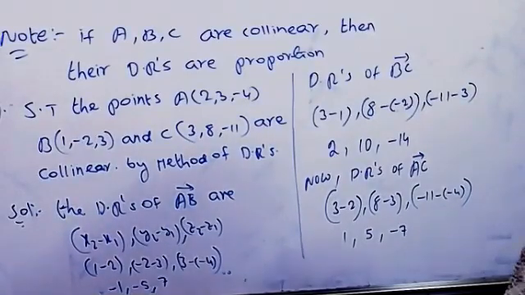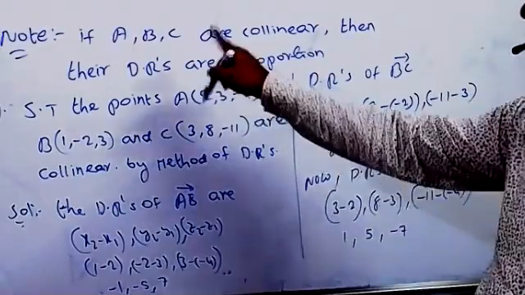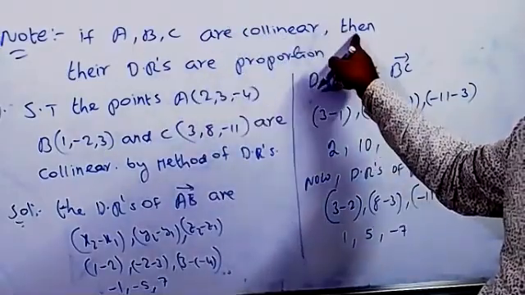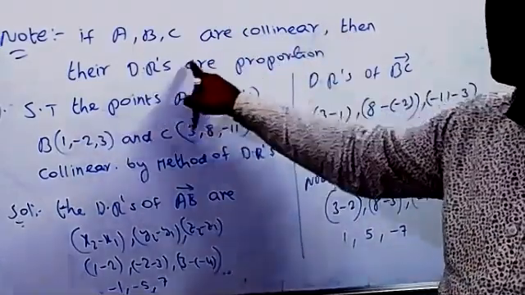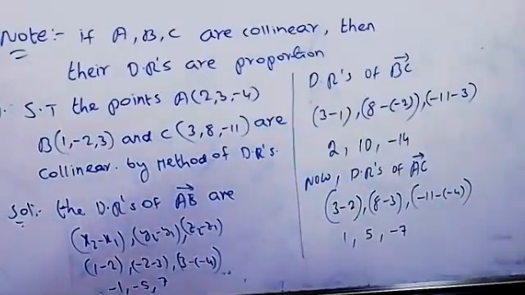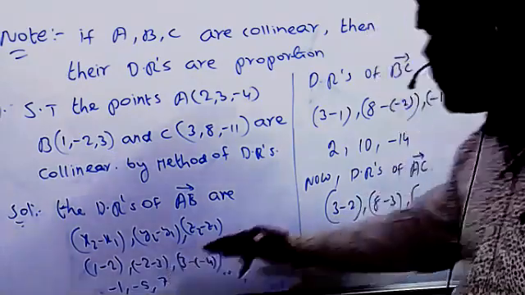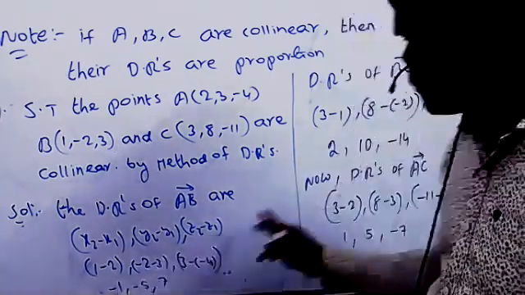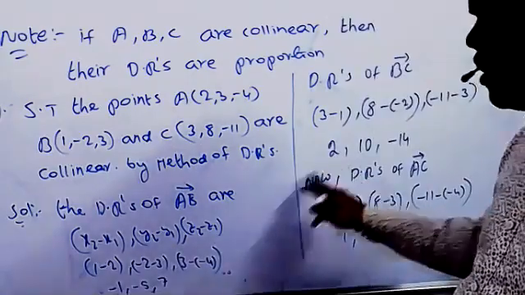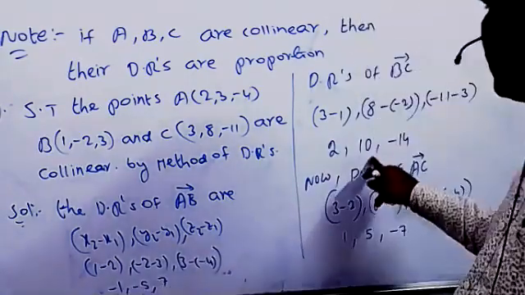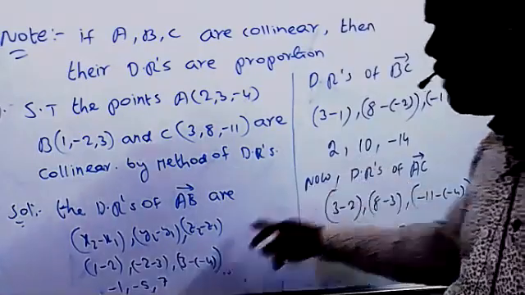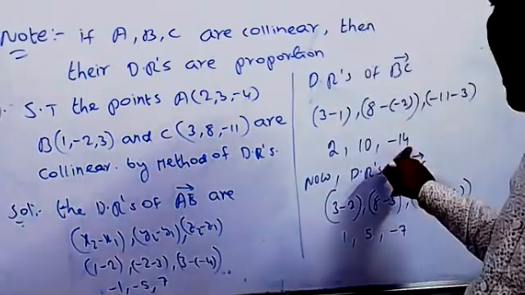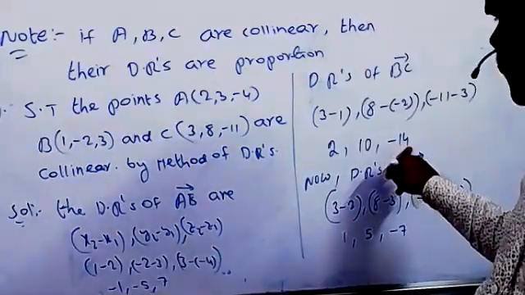Now, I told you clearly, if A, B, C are collinear, then the direction ratios are proportional. So first find the ratios of these points. Taking AB and BC: minus 1 by 2, then minus 5 by 10 equals minus 1 by 2 only, and 7 by minus 14 also equals minus 1 by 2 only.